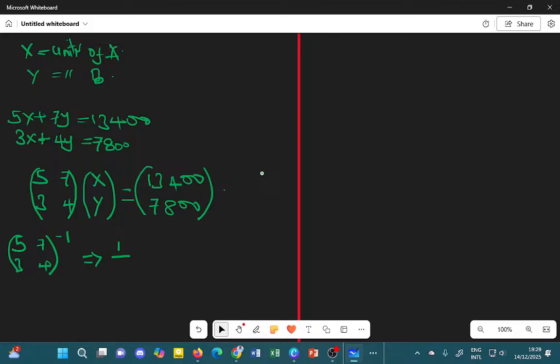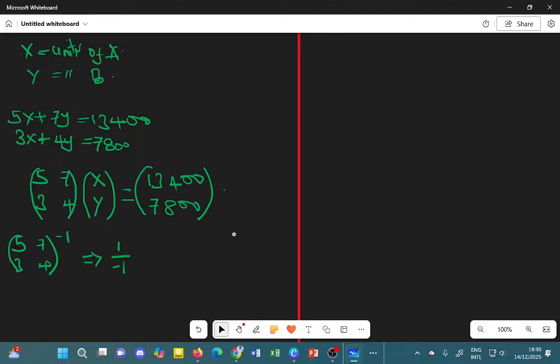It will be given by 1 over the determinant. And how do we get the determinant? The determinant is simply 5 times 4, which is 20, minus 3 times 7. So 20 minus 21 is negative 1. So we have the determinant here as 1 over negative 1.